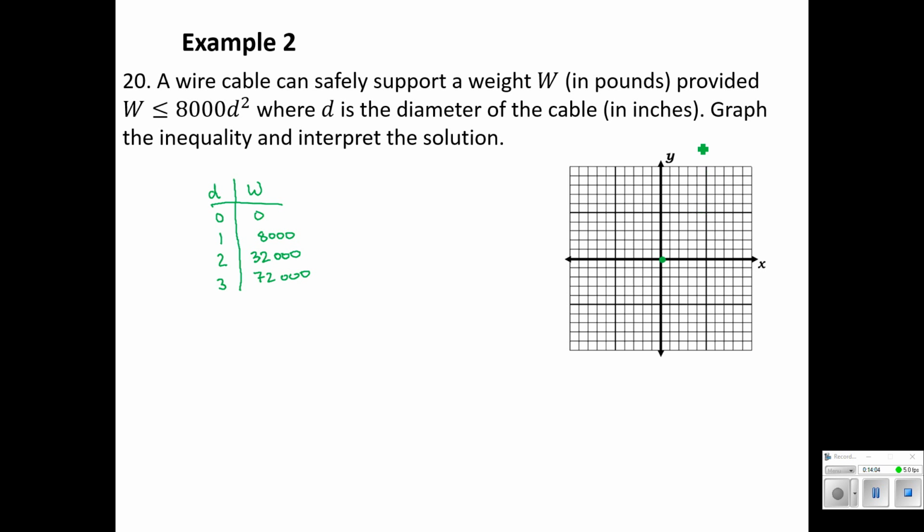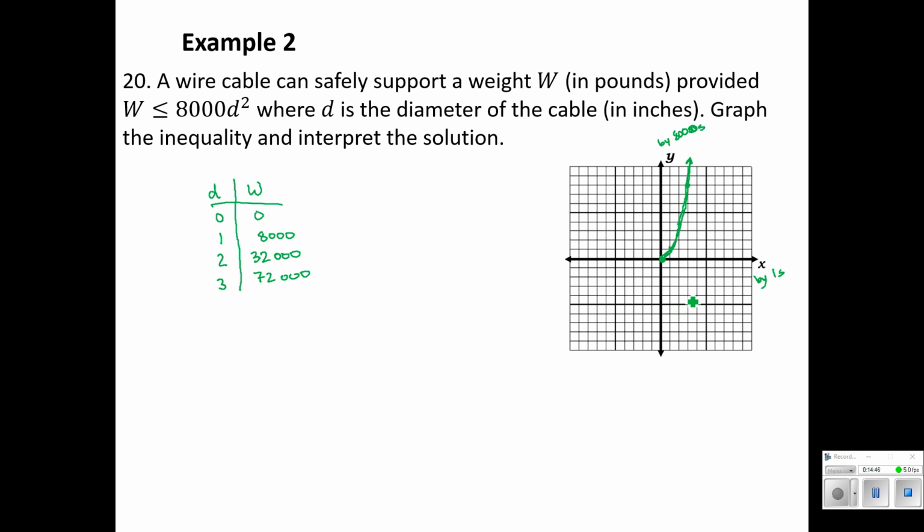72,000. So I'm going to have my y-axis go by 8,000s and my x-axis go by 1s. So at 1 we're up 8,000. At 2, we're up 8, 16, 24, 32,000. 3, counting by 8,000s, there is our parabola. And I'm giving it a solid parabola because my inequality was less than or equal to.